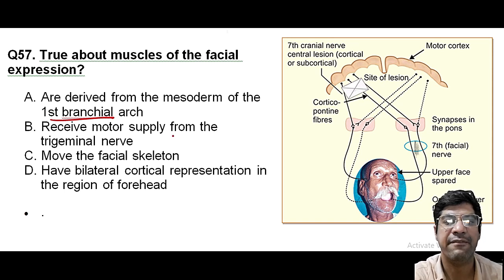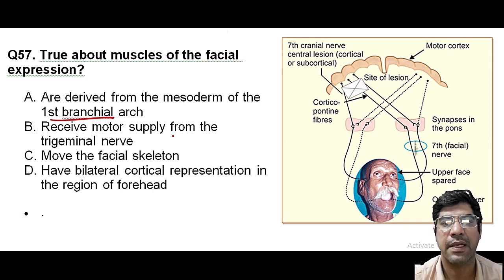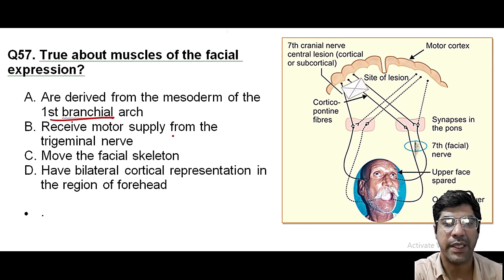Option B, they receive motor supply from the trigeminal nerve. The muscles of facial expression receive their motor supply from the facial nerve and not the trigeminal nerve. The trigeminal nerve primarily supplies the muscles of mastication that are responsible for chewing.